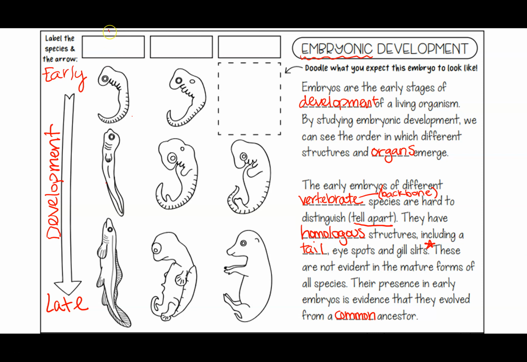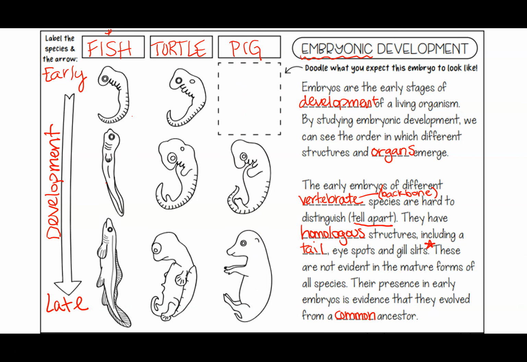Now, this first one right here, going straight down, is a fish embryo. All right, starts out looking like this. The second one is a turtle. Turtle embryo starts out looking like this and going into the late stages of development. And the last one is a pig embryo. Okay, starting out, we're going to draw it, and then going down like that.